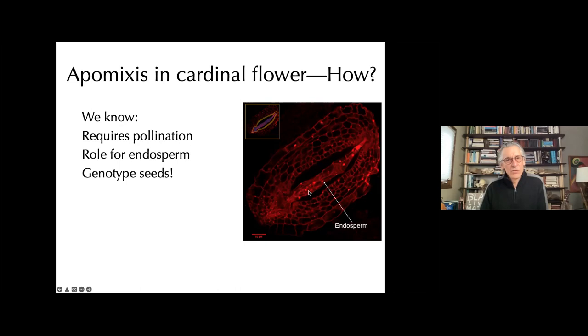Is that what's happening? Well, you can ask that question by genotyping the seeds, because the seeds have both endosperm and embryo and the maternal seed coat in them. So if there is paternal tissue in the seed, then it would be in the endosperm, and that would be evidence that this sort of thing could be happening. So we did that, and here's what we found.